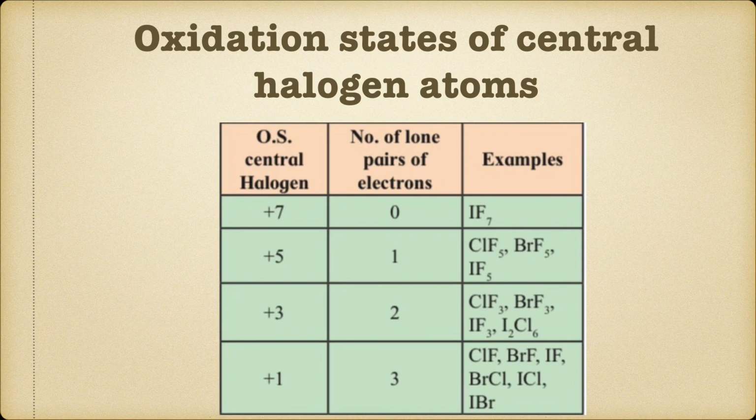And one more thing, to find out the oxidation state, it is very simple. Like I say for the first one, IF7. If I want to find out the oxidation state of iodine, what I'll do, I'll take it as X plus F, the charge is -1. So -1 into 7 is equal to 0, because the charge of the compound is neutral. So this is how you calculate the oxidation state of each one. Okay, so no need to learn anything by heart. You can do it and find out the oxidation state.